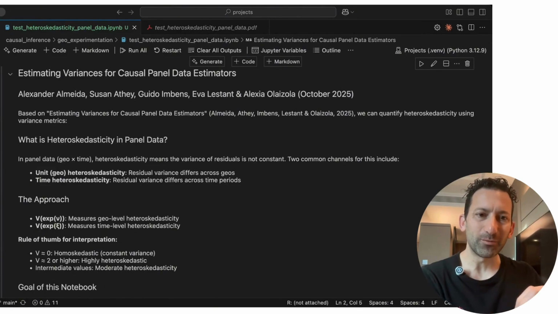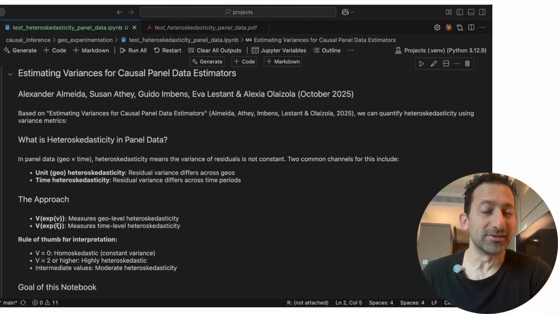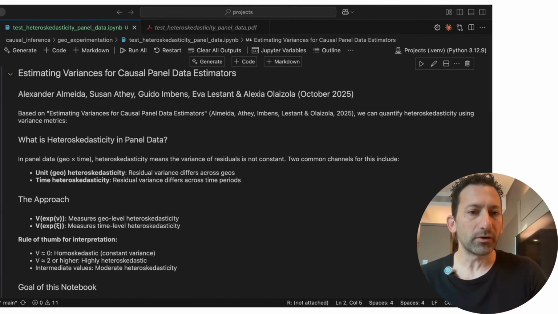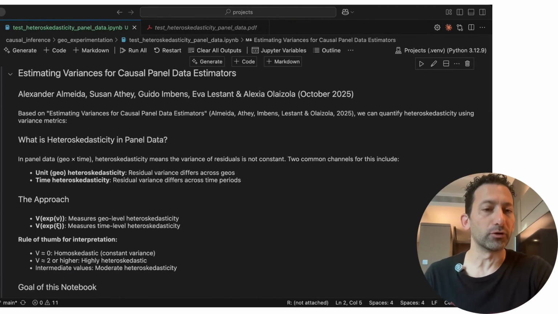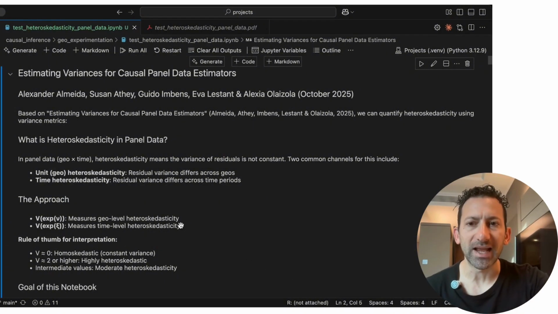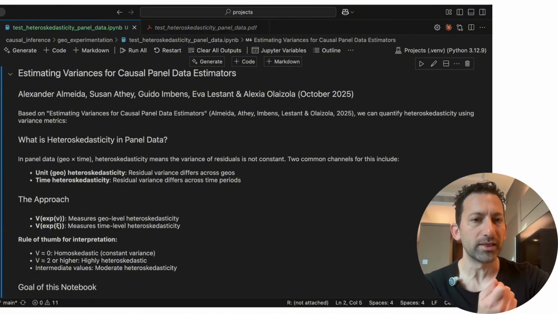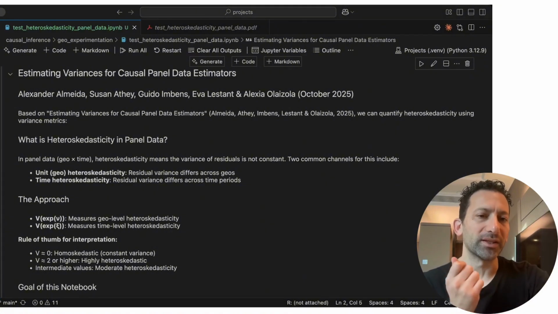But there is a very recent working paper by Athey, Imbens, and I think a few of their students at Stanford, last revised in November of 2025. So it is very, very recent. It suggests that the way you calculate the variance for your synthetic control estimate is actually highly dependent on whether or not heteroskedasticity is present in your data, and more to the point, whether that heteroskedasticity is dominant over your units, such as geographies, or whether it's dominant over time. And one thing that they introduce is a metric that gives you a rule of thumb to estimate how much of that heteroskedasticity is in the geo or the time dimension.